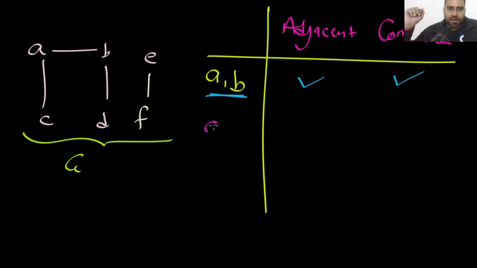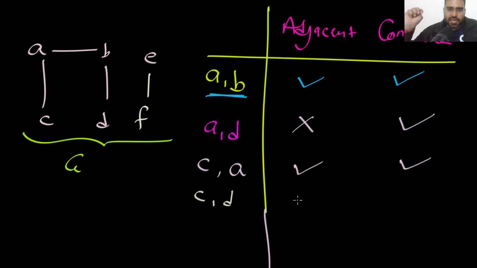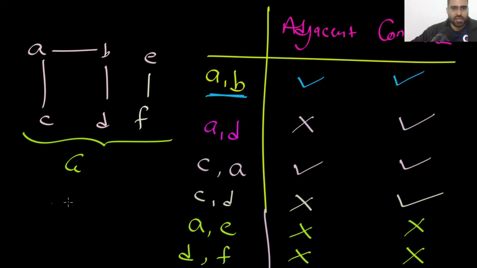What about A, D? They are not adjacent, but they are connected. What about C, A? They are adjacent, they are connected. What about C, D? They are not adjacent, but they are connected. What about A, E? They are not adjacent, not connected. What about D, F? These are not adjacent, these are not connected. So very simple, adjacency versus connected.